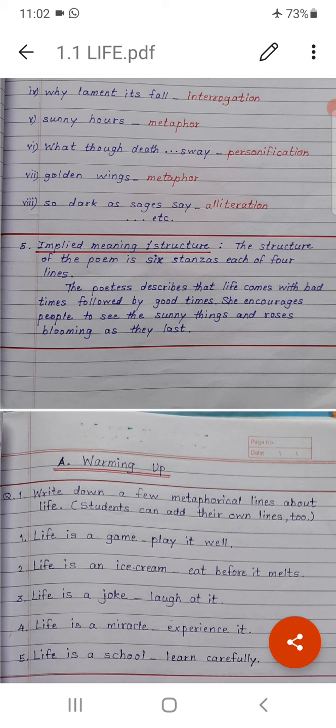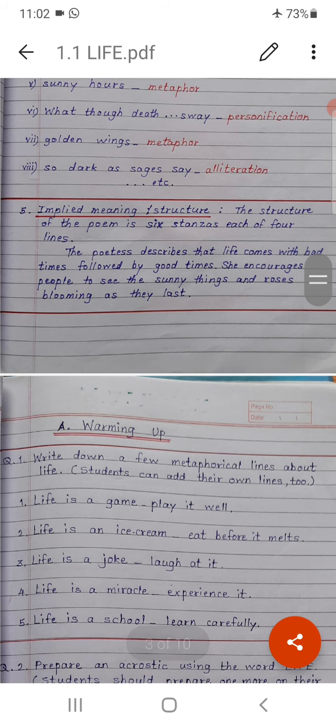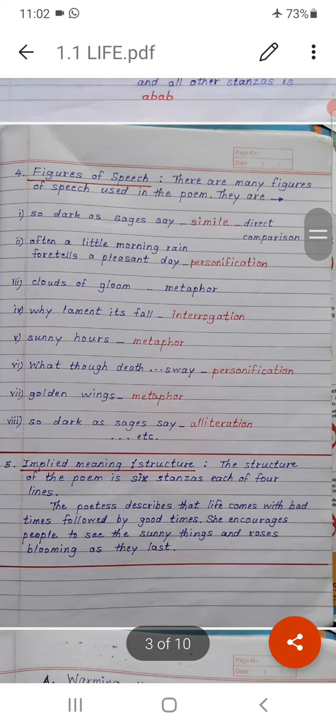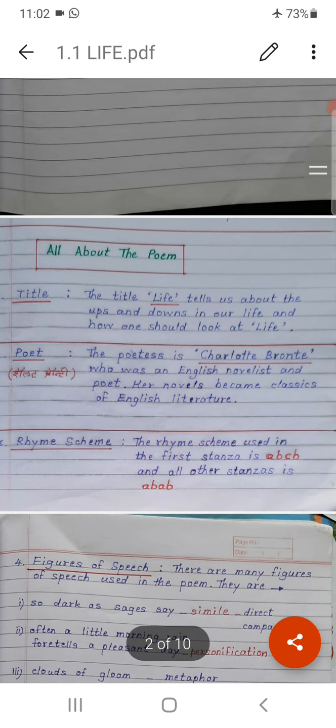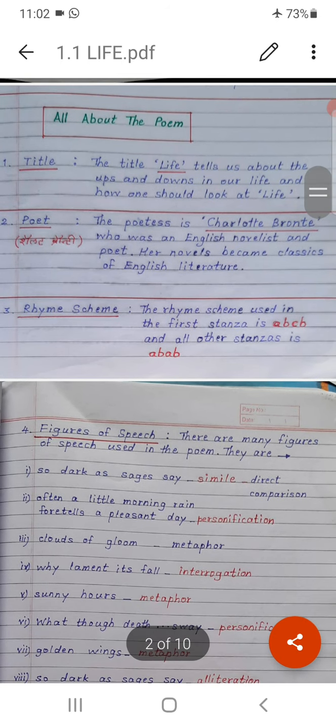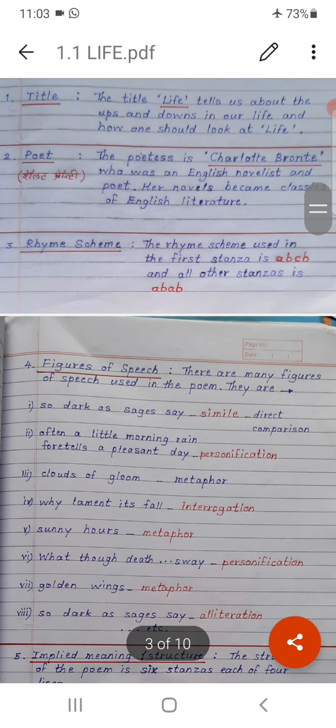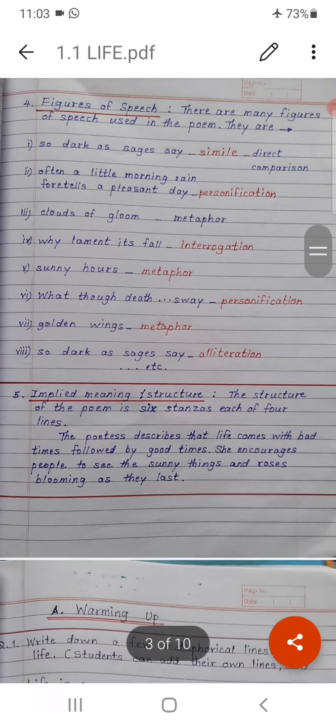The sun is there. So do remember this while living your life, and the poetess wants to tell you exactly the same. She encourages people to see the sunny things and roses blooming as they last. So this is all about the poem. If you want to write down, you can write down these things. Otherwise, you can only read out, and while writing the appreciation of the poem, you can use these things in your notebook. If you ask me, it is better to write down these things in your notebook.